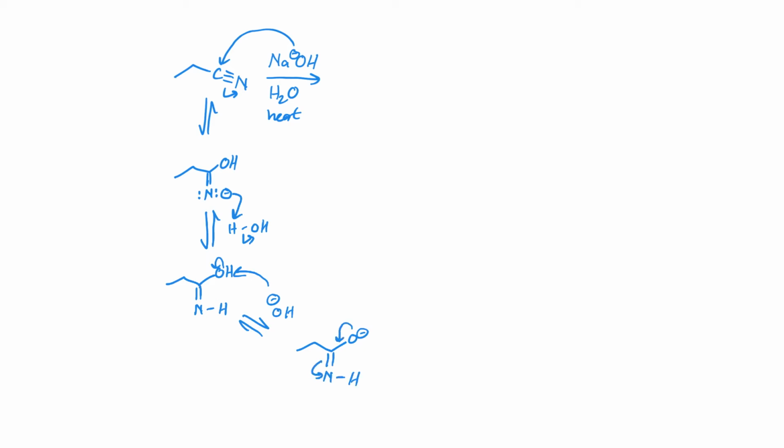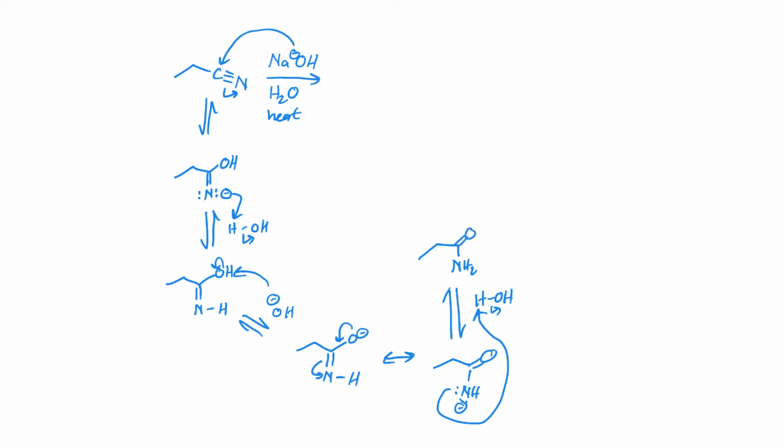I can draw a resonance structure which forms my carbonyl, and a negative charge on the N. I'm one step away now from the amide. And you can redraw that if it looks a little wonky to you. But of course, under strongly basic conditions and a lot of heat, our amide does not stick around. We cannot isolate it. We're going to immediately convert that to the carboxylic acid. And so that would be the end product.